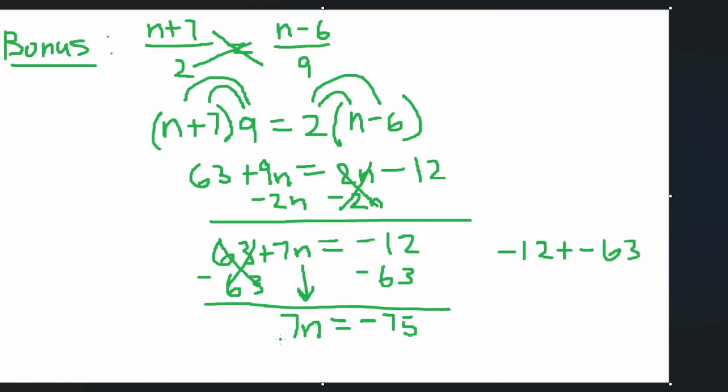And then if you divide by 7 to get the n by itself, we're left with negative 75 divided by 7. You could leave that as your answer, or as a decimal, it would be approximately negative 10.71. So either one of these is an acceptable answer.